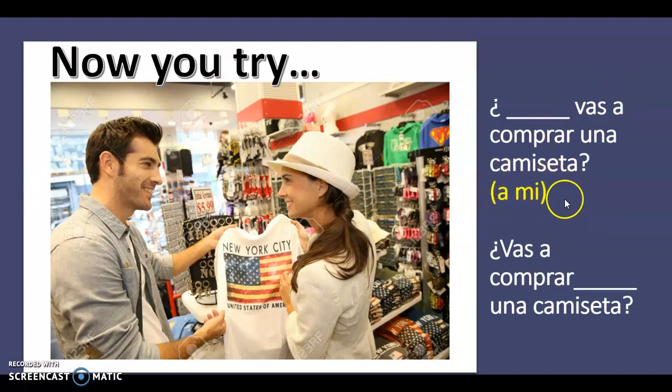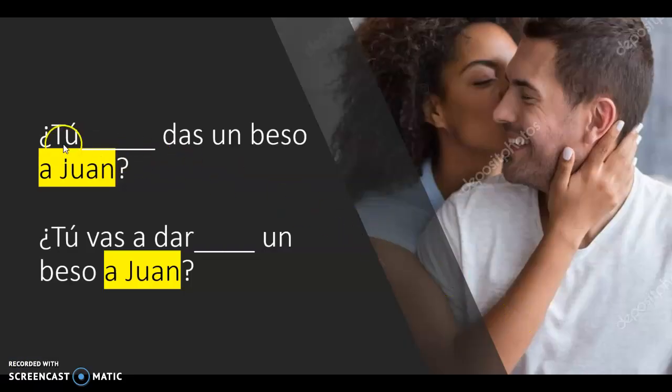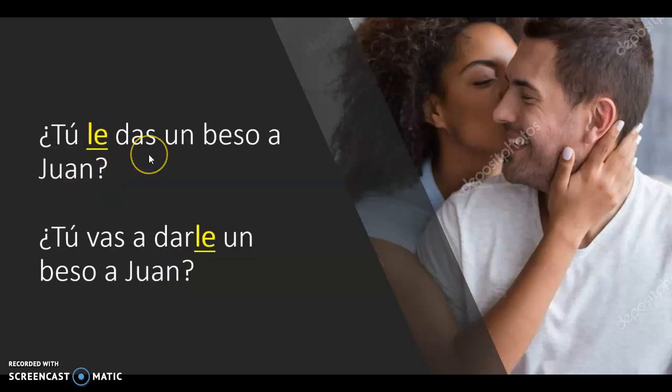So you're going to buy a shirt for me. A mí. Me vas a comprar una camiseta, or vas a comprarme. You give a kiss to Juan. Juan is receiving the kiss. So a Juan would be le. Le das un beso. Tú vas a darle un beso a Juan.